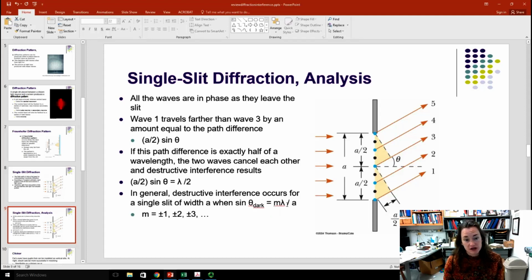Okay, now what's m? M is the order of the diffraction. So remember, from the diffraction pattern, you didn't just have one dark band, you had a series of them. So if you start at the center and count outward from the center, dark band number 1, dark band number 2, then that's what we mean by the order.